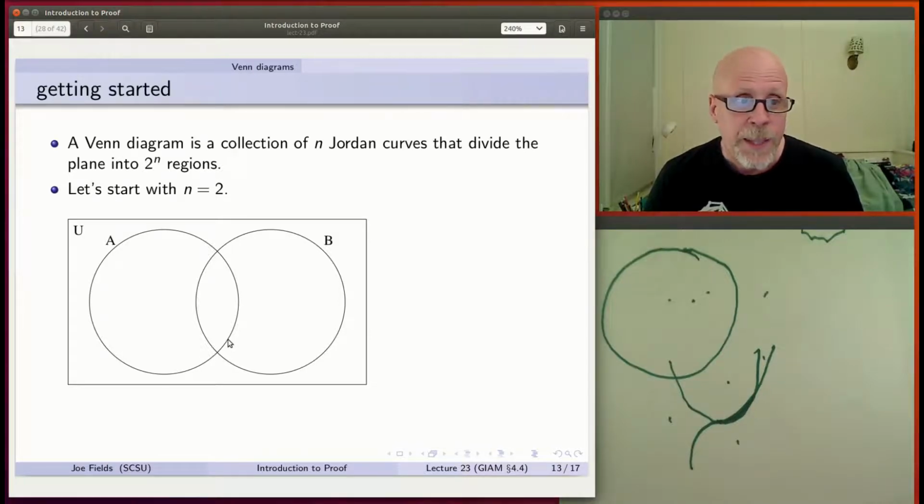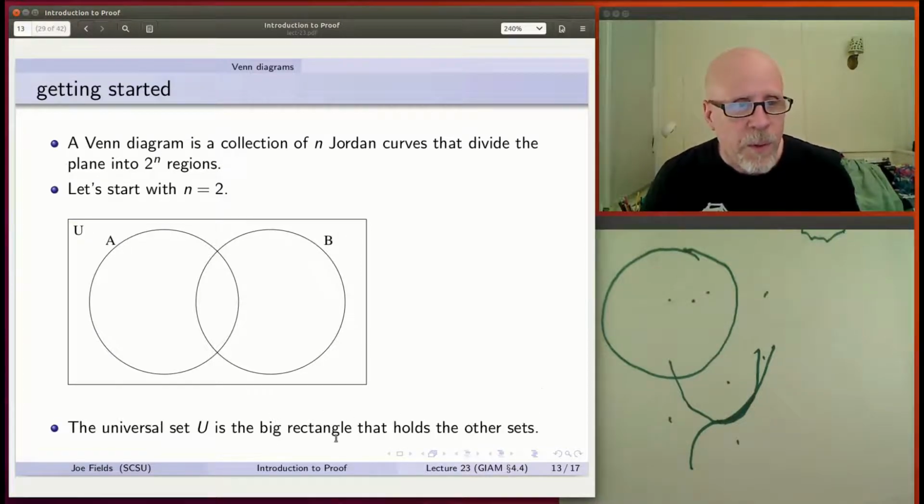But anyway, there's 3 regions that are pretty obvious to us. There's the part that's in A, the part that's both in A and B, and the part that's in B alone. People tend to forget that there's a 4th region, and that's the part that's outside of both sets. So notice a couple of things too. The union, excuse me, it's not the union. The universe is this entire rectangle. So even our universal set is kind of drawn on the Venn diagram.